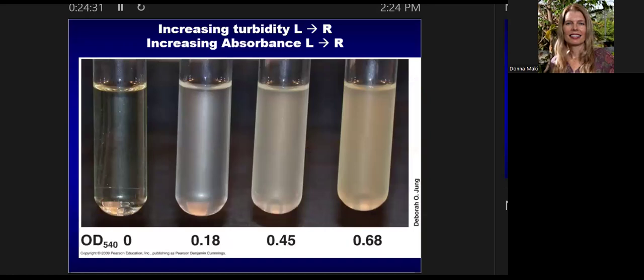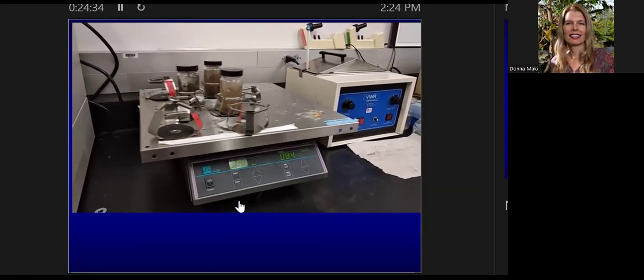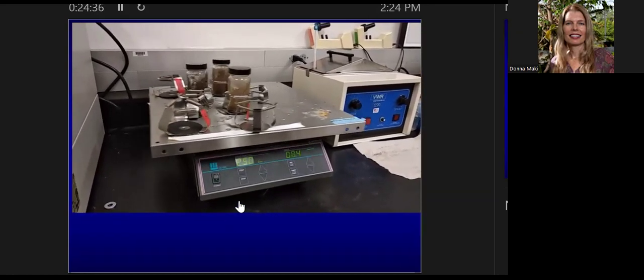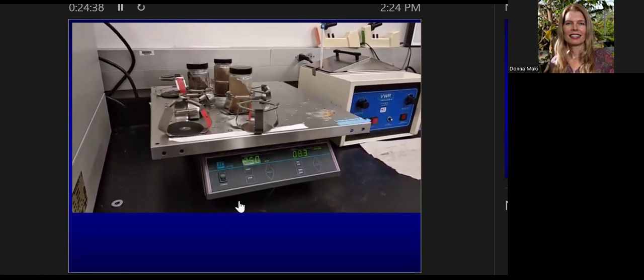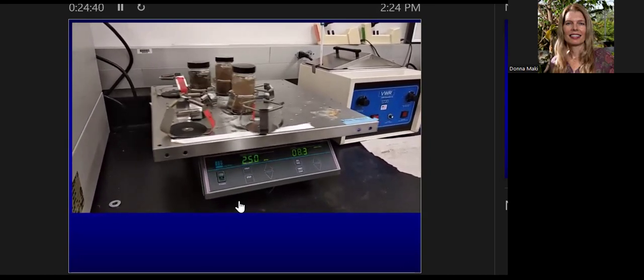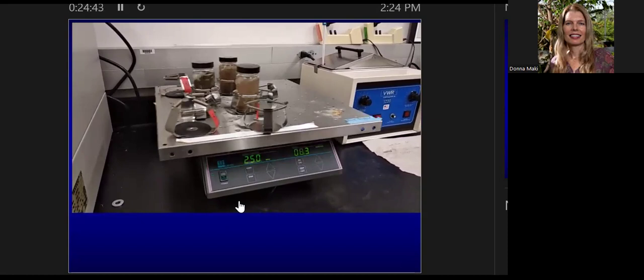The other idea is to shake it really fast so that you disperse the microbes off the soil particles, or try to. That's another reason why you do that. And just to keep everything nicely mixed, so the nutrients are nicely mixed as well.